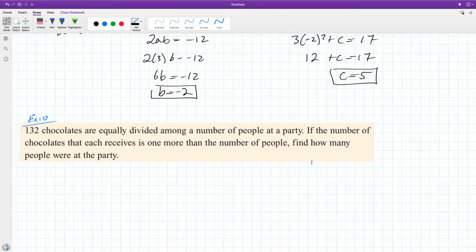132 chocolates are equally divided among a number of people at a party. If the number of chocolates that each receives is one more than the number of people, find how many people were at the party.